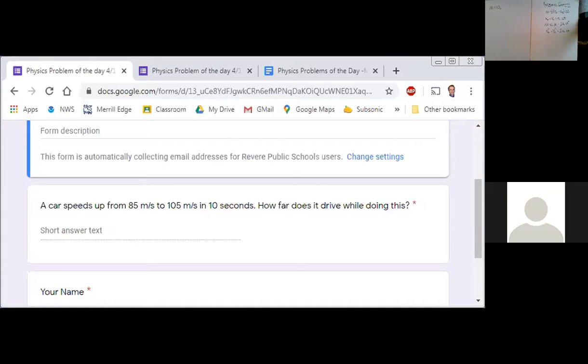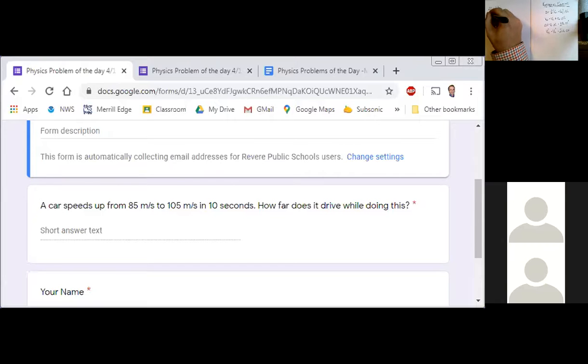What else do we know? Would it be the initial? The 85 miles per second. Is it meters per second or miles? Meters per second, right? A mile is a really long way to go in 1 second. Sorry, 85 meters per second. And then the final would be 105 meters per second. So our initial and final velocities are 85 and 105 meters per second. So Vxi is 85 for initial velocity. Vxf, 105, is final velocity.